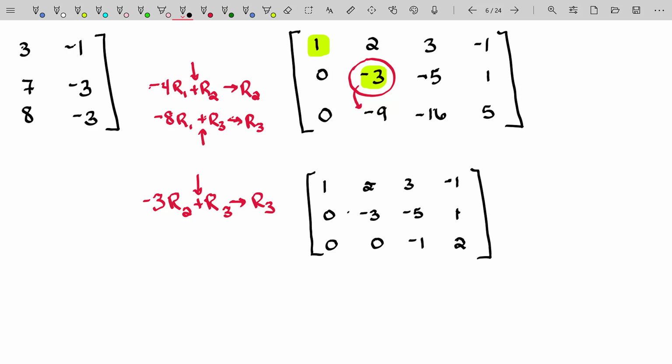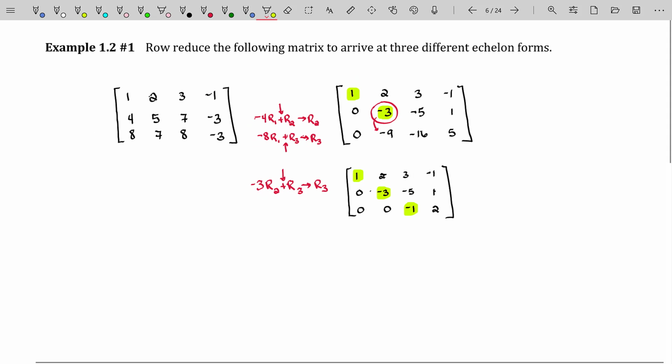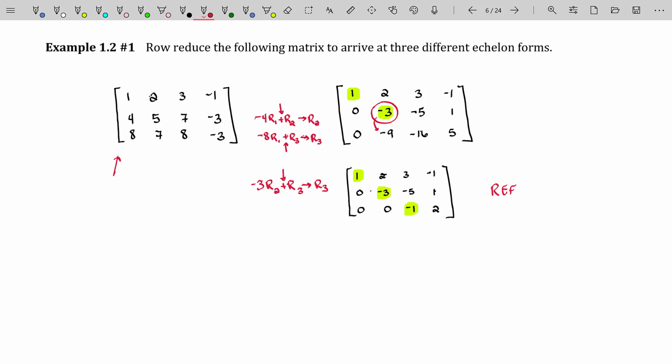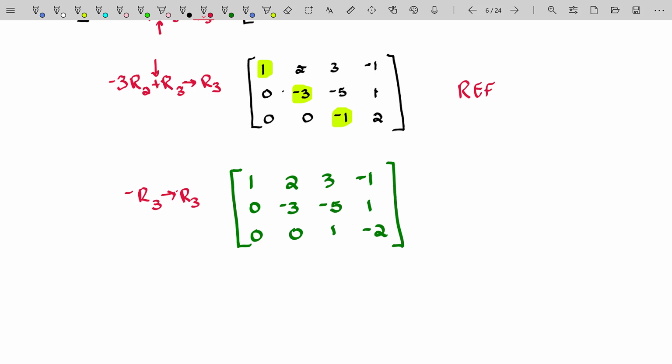All right, and we got down to this point. Notice we have a lead entry here, zeros below it, a lead entry here, leading entry there, and there's zeros below it, and then we have another leading entry, and there's no rows below it. So this is now in row echelon form. That is one row echelon form of that original matrix. However, if I multiply row 3 by a -1, I arrive at yet another row echelon form, completely different looking matrix.